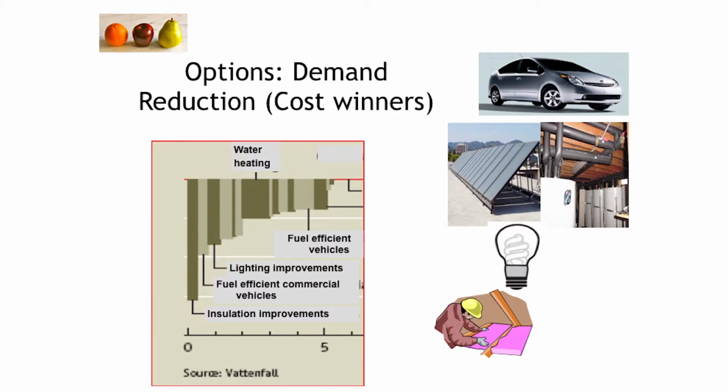Here's some of the main ones. Insulation, that's a compact fluorescent light bulb, which is going the way of the dinosaur now with the LEDs, but I don't have a good picture for those. We've got solar water heating and fuel-efficient vehicles. These are the sorts of technologies that we're talking about.